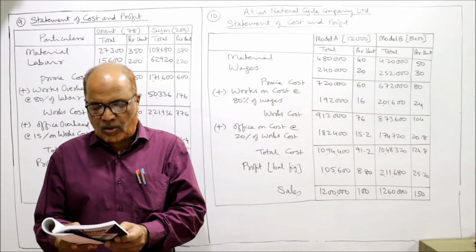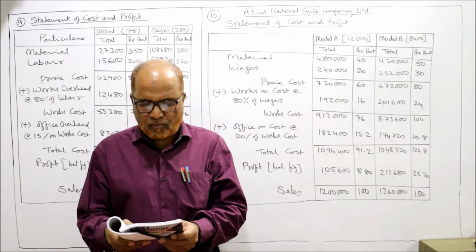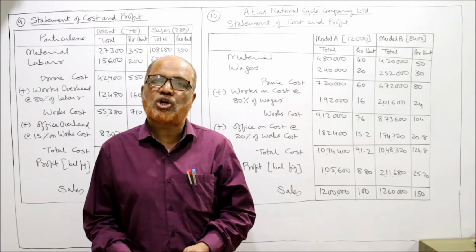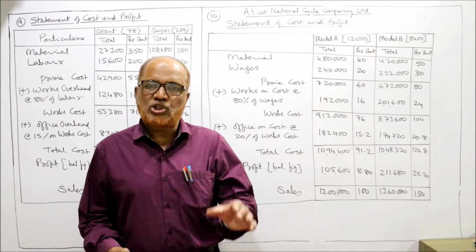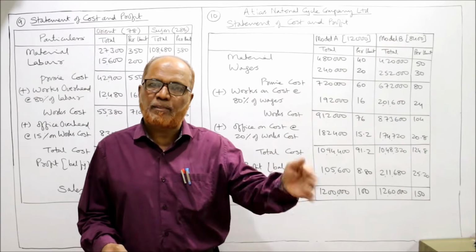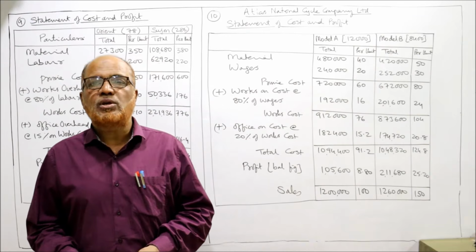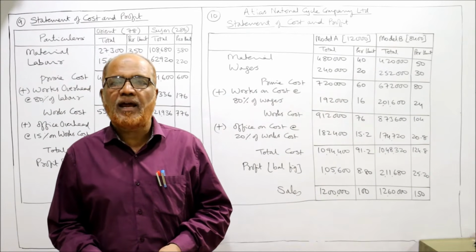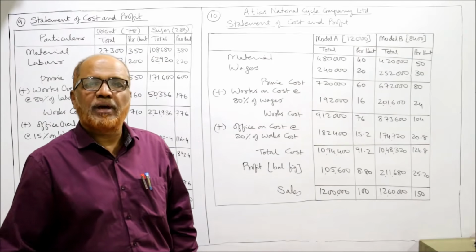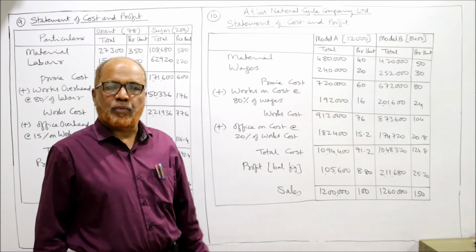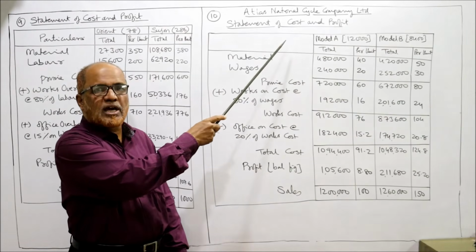During the year 12,000 cycles of model A and 8,400 of model B were manufactured and sold. No opening stock, no closing stock. तो जितने साइकिल्स मैन्युफैक्चर करे पूरे साइकिल्स सोल्ड कर दिए. So how many cycles? 12,000 model A cycles and 8,400 model B cycles. Now we'll again make a statement of cost and profit. So you can see Atlas National Cycle Company Limited statement of cost and profit.